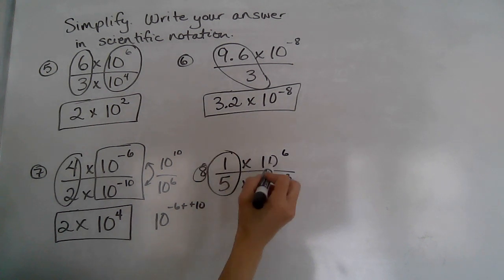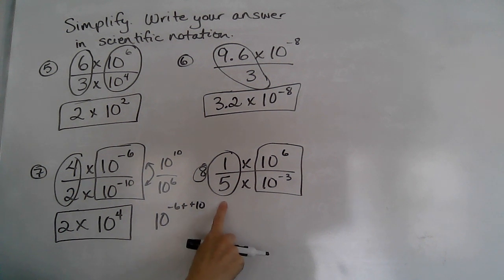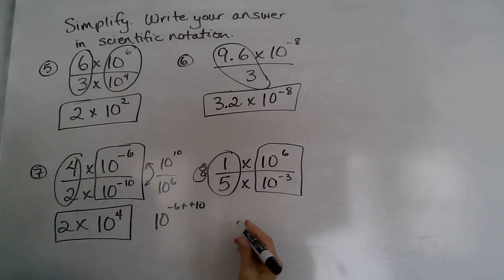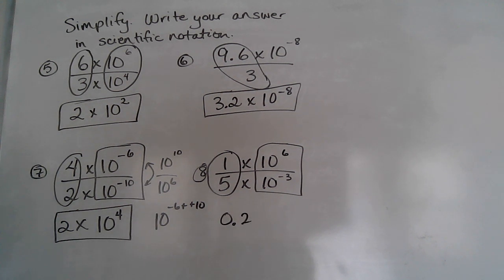Here's our regular numbers. Here's our powers of 10. 1 divided by 5 is not 5. That would be 5 divided by 1. 1 divided by 5 is 1/5. And 1/5 as a decimal is 0.2.